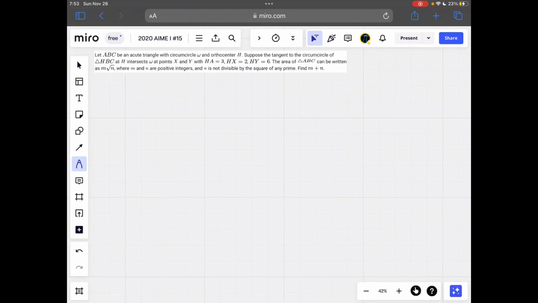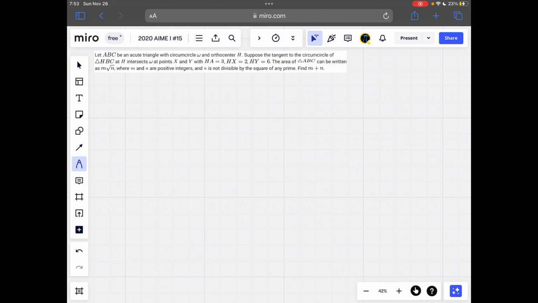Let ABC be an acute triangle with circumcircle omega and orthocenter H. Suppose the tangent to the circumcircle of triangle HBC at H intersects omega at points X and Y, with HA equals 3, HX equals 2, and HY equals 6. The area of triangle ABC can be written as m root n, where m and n are positive integers, and n is not divisible by the square of any prime.